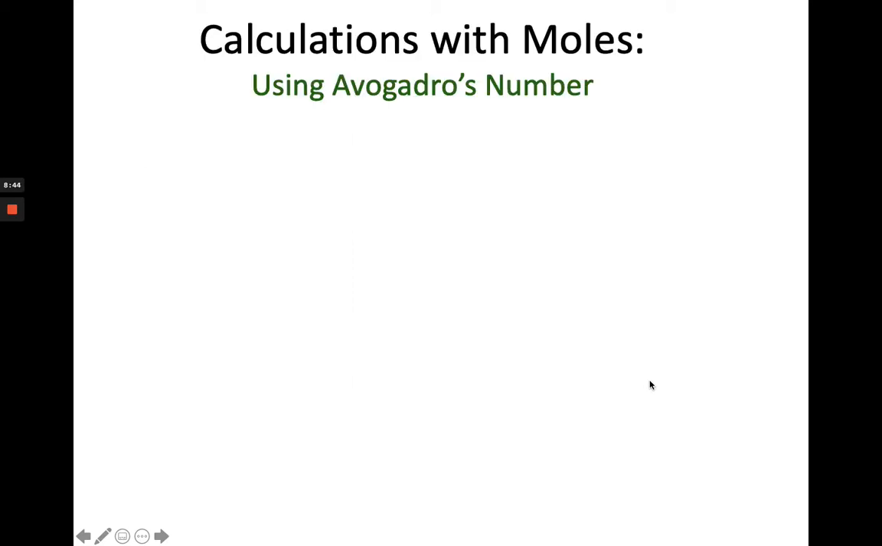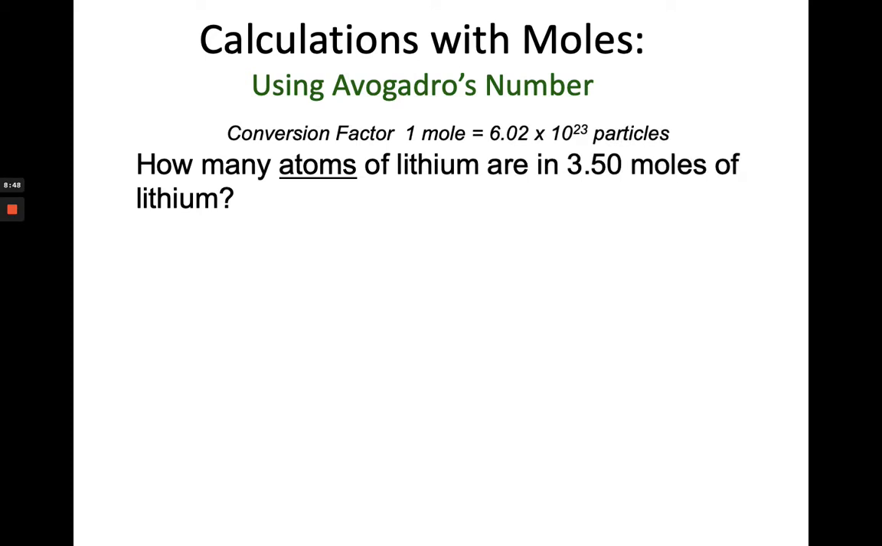Okay, so let's do a few calculations using Avogadro's number. So here is our conversion factor. 1 mole is 6.02 times 10 to the 23rd particles, and that could be atoms or that could be molecules. So it says how many atoms of lithium are in 3.50 moles of lithium. Let's set up our T-chart.